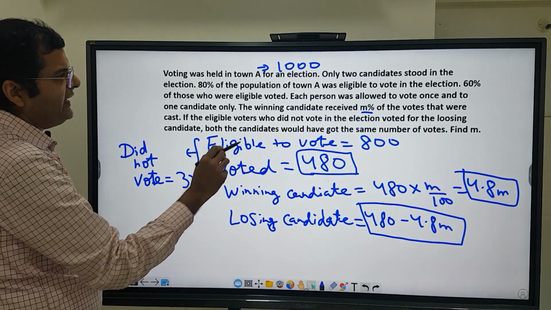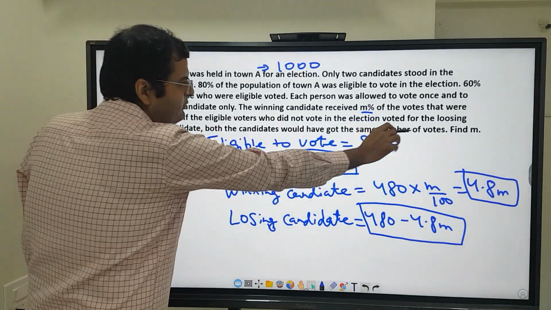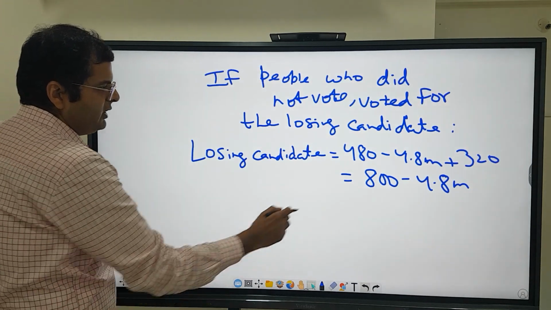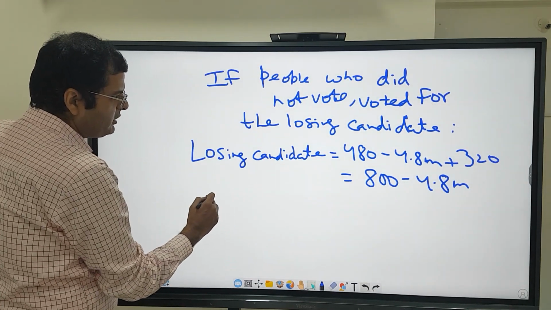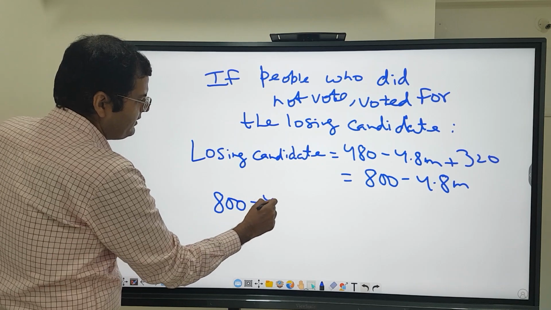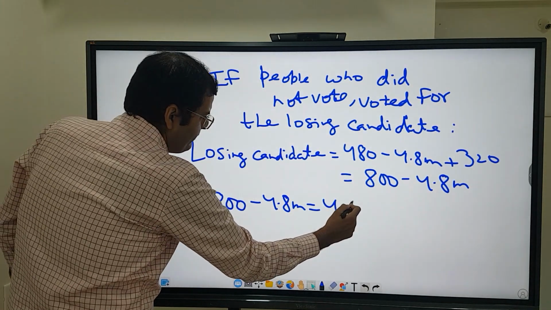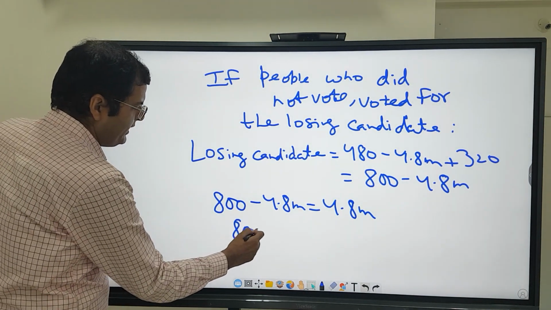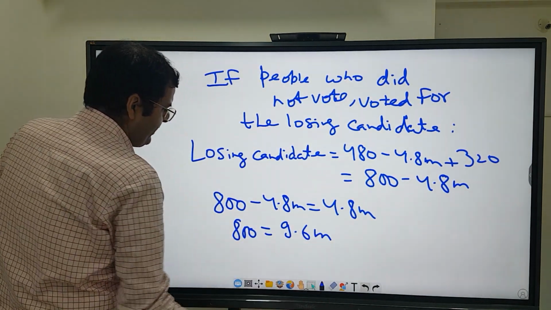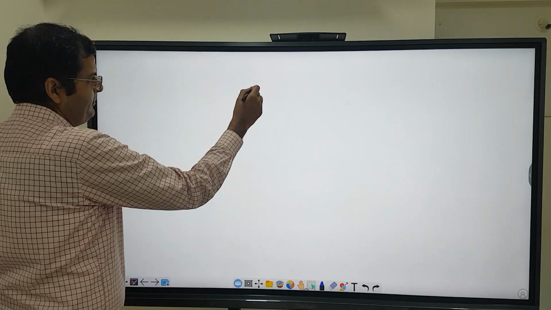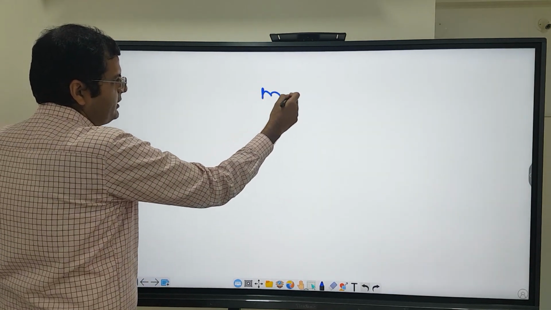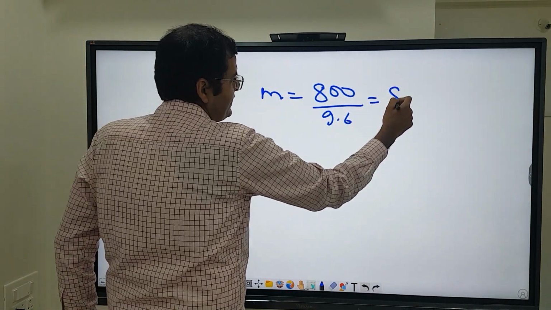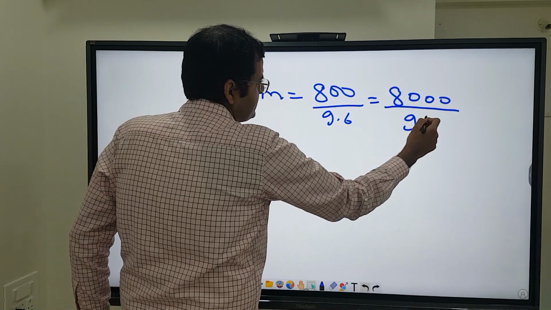Now the question also says that if that was the case, both the candidates would have got the same number of votes. The winning candidate got 4.8 M votes. So the losing candidate's votes should be equal to the winning candidate's votes. That means 800 minus 4.8 M should be equal to 4.8 M. So from here I conclude that 800 is equal to 9.6 M, or M is equal to 800 upon 9.6. You can write it as 8000 upon 96.